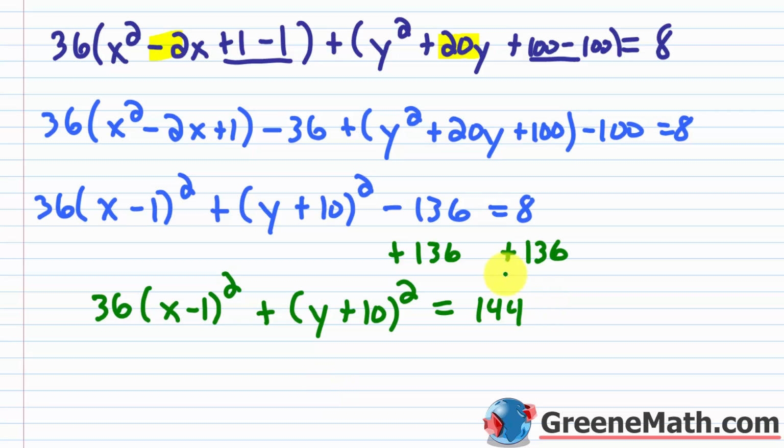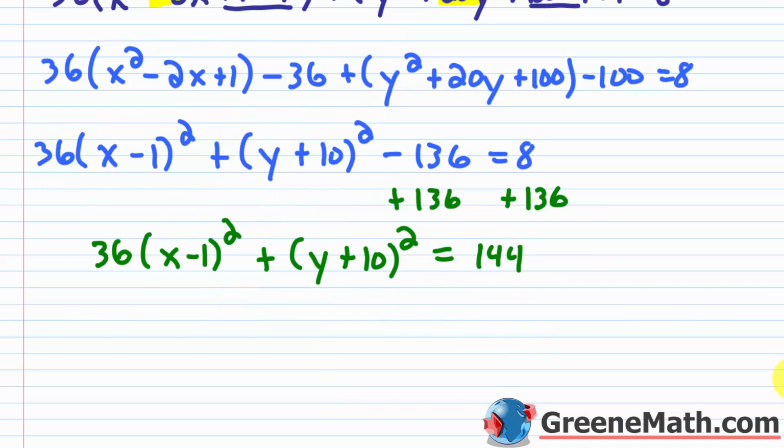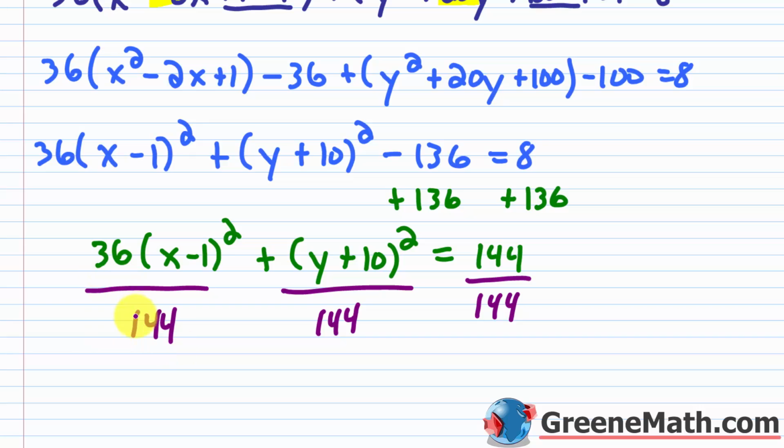To finish this up, you want this right side to be 1. So whatever this is over here, just divide everything by that. That's all you need to do. And 36 over 144. 144 divided by 36 is 4. So just put a 4 down here. And then this will stay, and this just becomes 1. So that's your equation: the quantity x minus 1 squared over 4 plus the quantity y plus 10 squared over 144 equals 1.